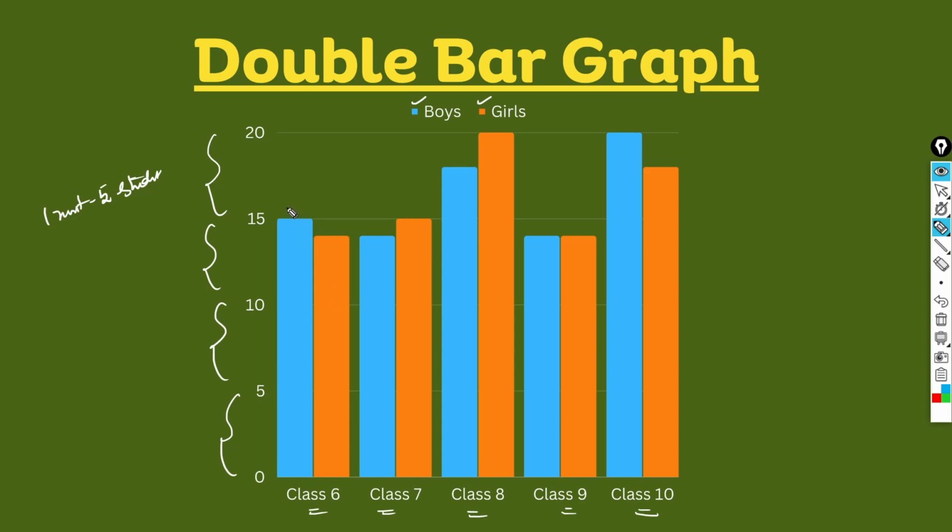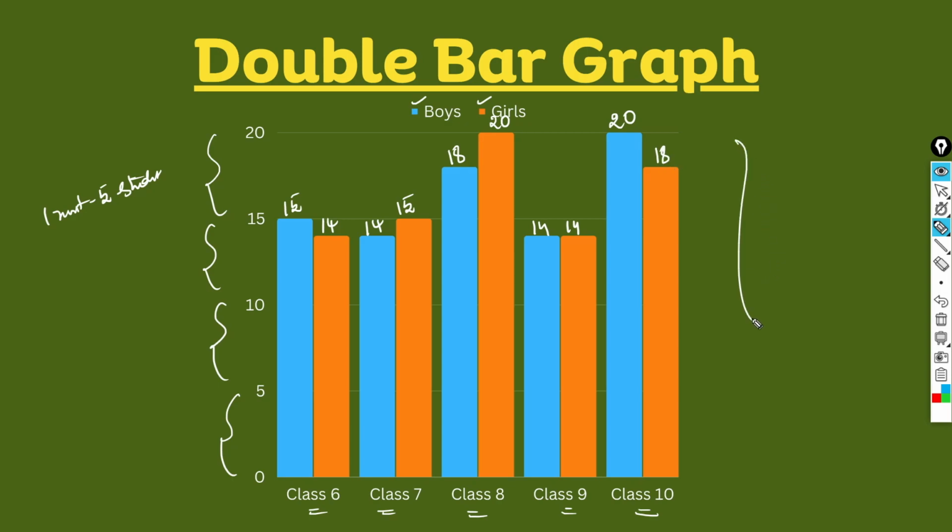For example, here boys is what? 15, whereas girls would be 14. So here in class 7, boys is what? 14, whereas girls is 15. In class 8, boys would be 18, whereas girls are 20. In class 9, both boys and girls are the same, so that would be 14 each. But in class 10, boys are 20, whereas girls are 18.